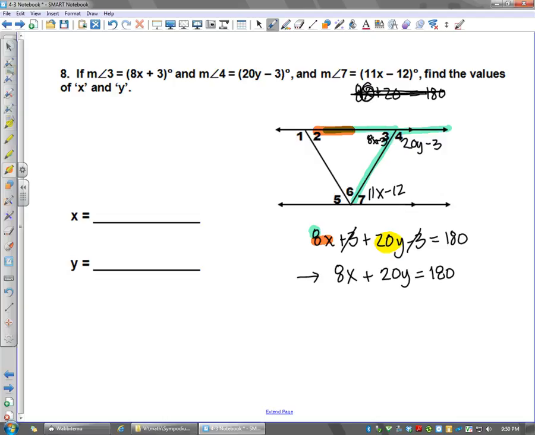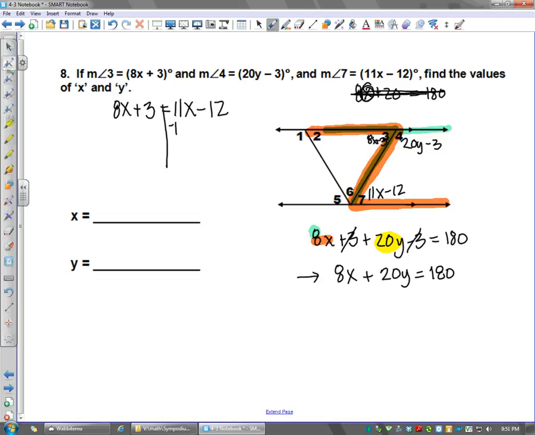So if I trace over angle 3, and if I trace over angle 7, well, I notice that I make a z. And if the angle pair makes a z, then I know that it's alternate interior, and I know that alternate interior angles are congruent, and if they're congruent, I'm going to set them equal to each other. 8x plus 3 equals 11x minus 12.